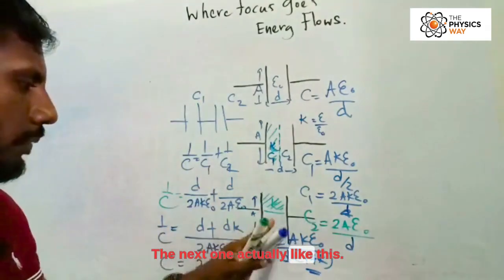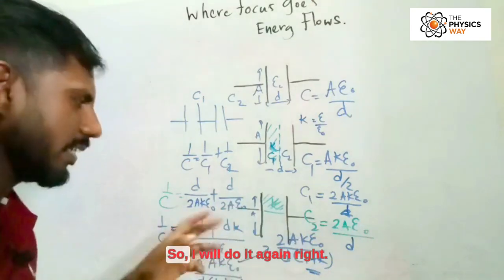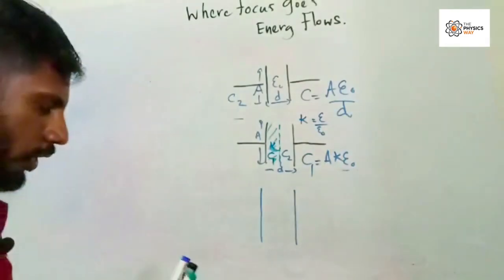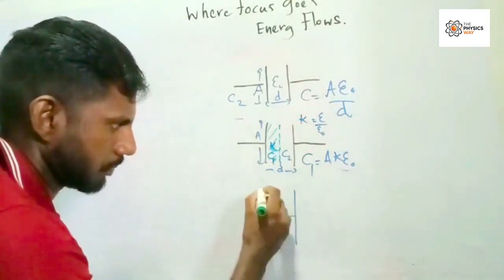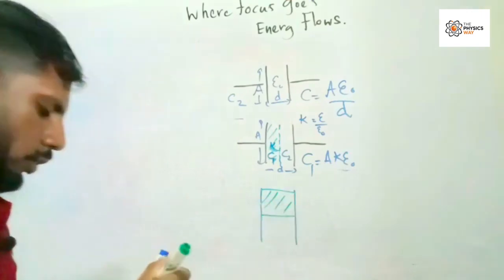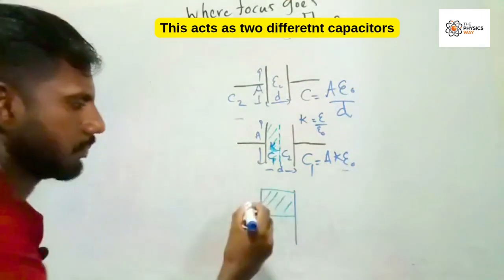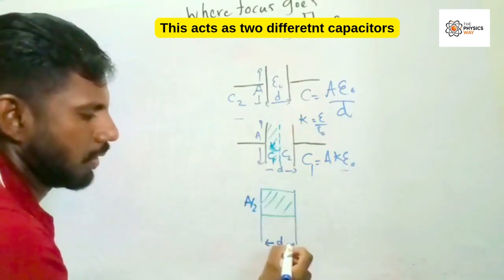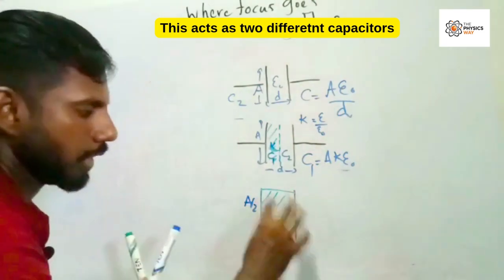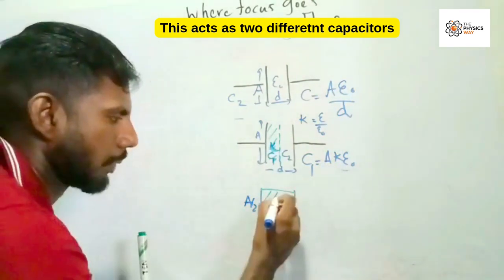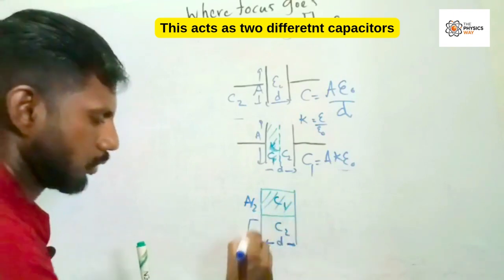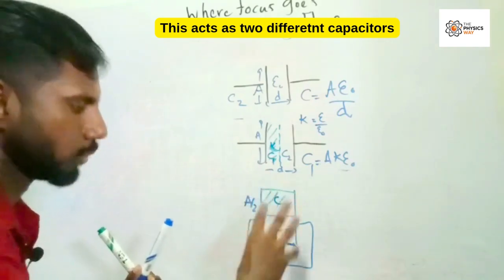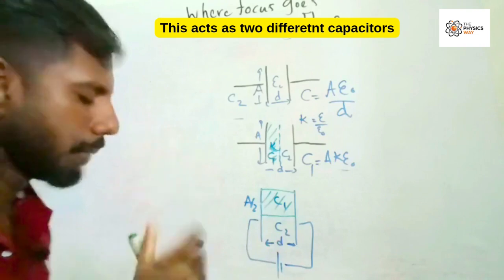The next one is like this. Now it's not clear, so I'll draw it again. It's moving into the third method. Now we can put the medium like this, half, so that the area will be A by 2, and D will be the same. It's the same capacitor, right? These two act as two different capacitors, capacitor 1 and capacitor 2. If we put a cell over here, you can see the same potential will be applied to both. So these two capacitors are parallel to each other.